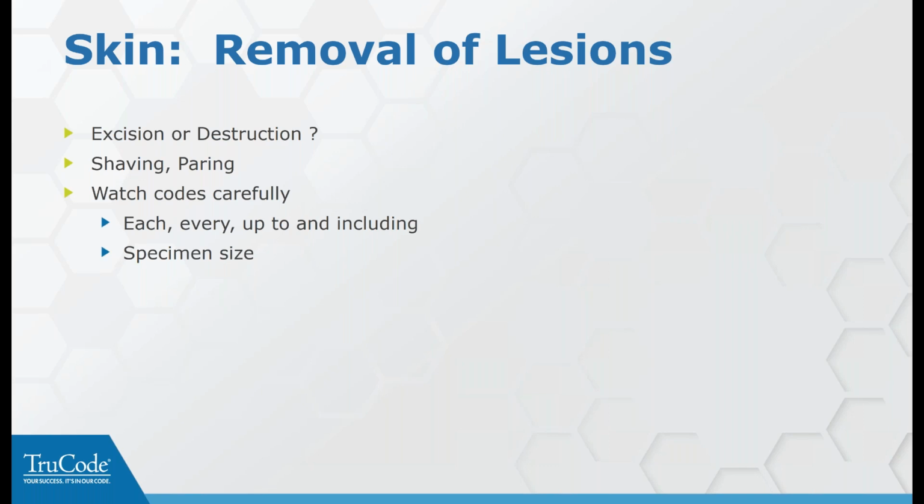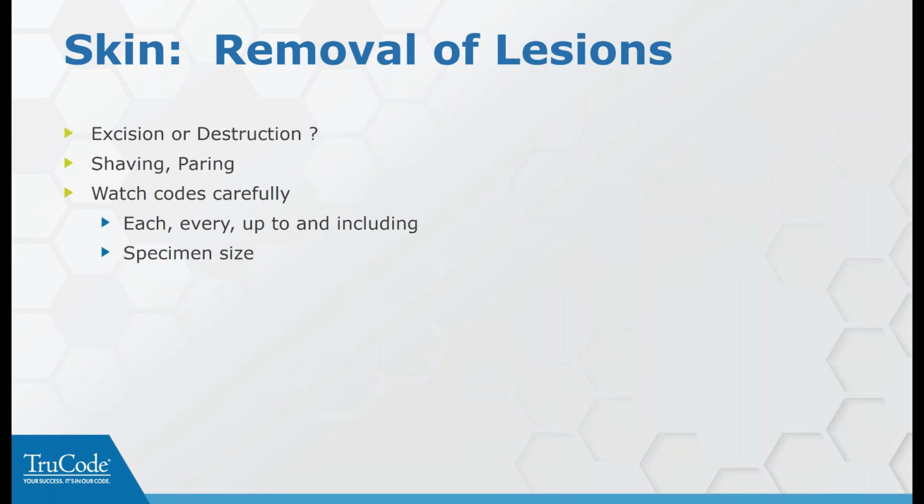The other big important thing with your removal of lesions is making sure that you are checking for specimen size. Remember, when a lesion is removed, they usually don't just remove the lesion, they also remove normal skin around it, and they'll talk about the margins. So you want to make sure, and in your CPT book or your CPT Assistant, there are some great articles that talk about how you measure that.